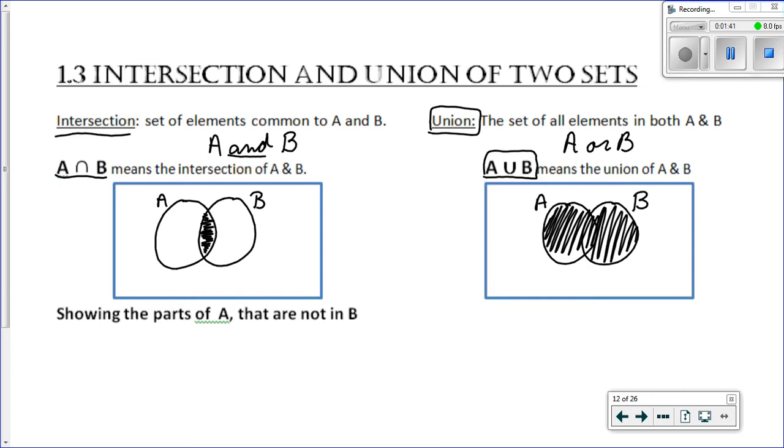So again, just to reiterate, A in intersection with B means A and B, this section. Elements that are in both A and B. Whereas over here, A in union with B means anything in A or B. So that's everything in those sets.